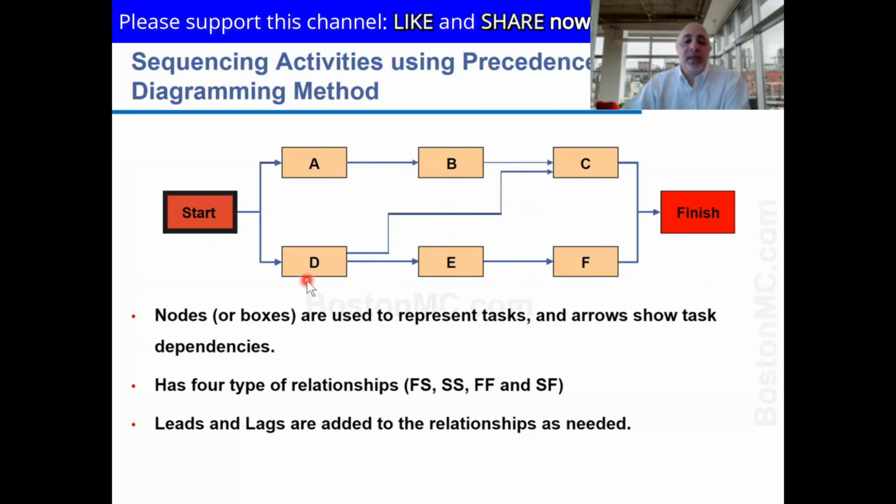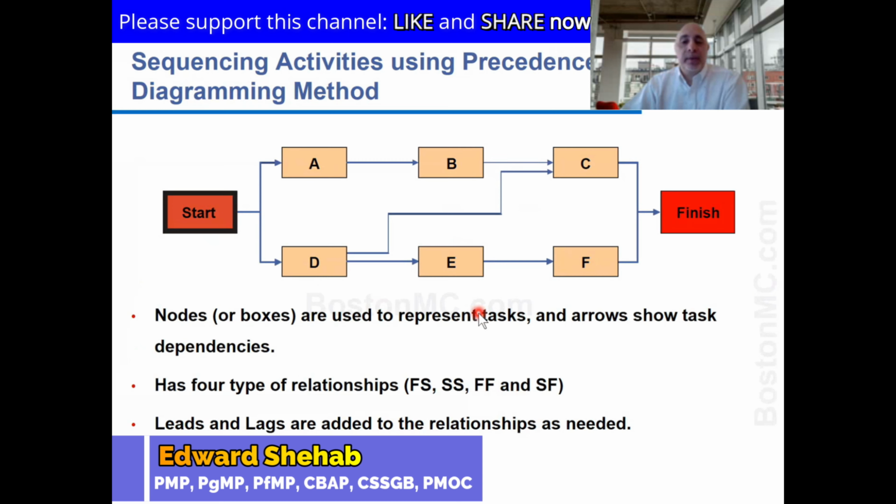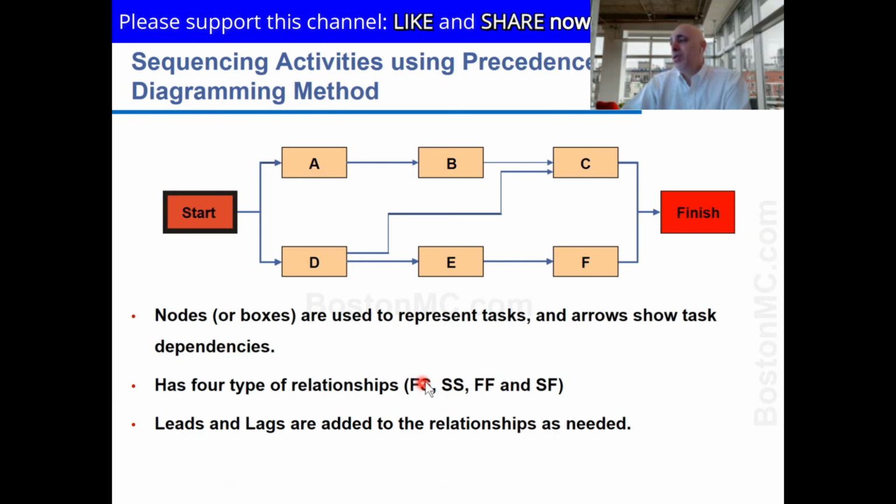When we connect these activities, you saw I was connecting them with arrows, right? And these arrows represent a relationship between the activities. That relationship between those boxes can be of any of these four types: finish to start, start to start, finish to finish, start to finish. And there's also leads and lags. Don't panic, I'm going to explain them.